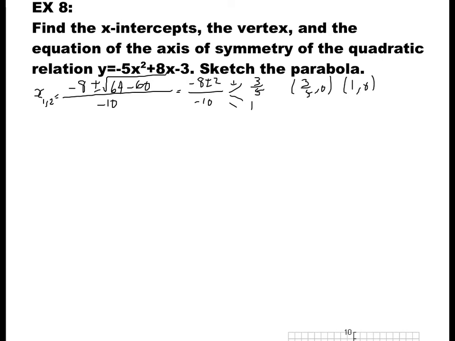These are the x-intercepts. Now if I want to find the coordinates of the vertex, first the x-coordinate is the formula that we found previously, negative b over 2a, which is negative 8 over 2a. 2 times negative 5 is negative 10, so the answer is 8 over 10, which if we simplify is going to be 4 over 5.